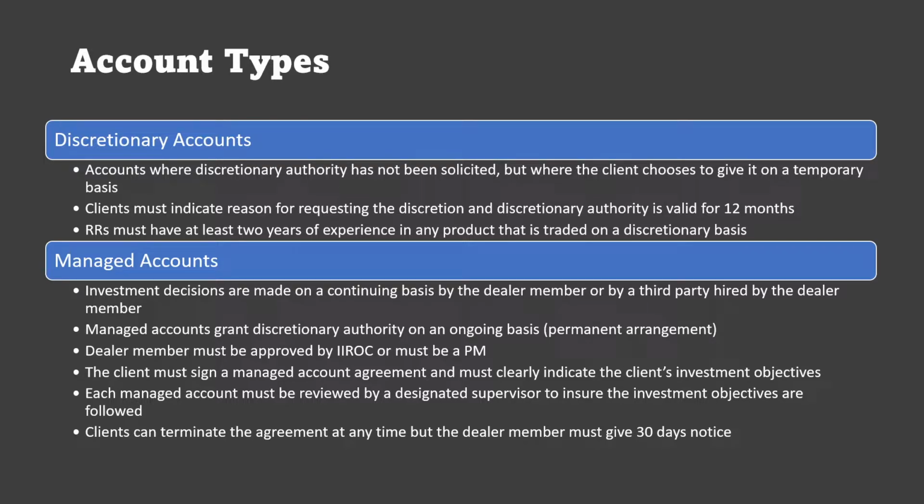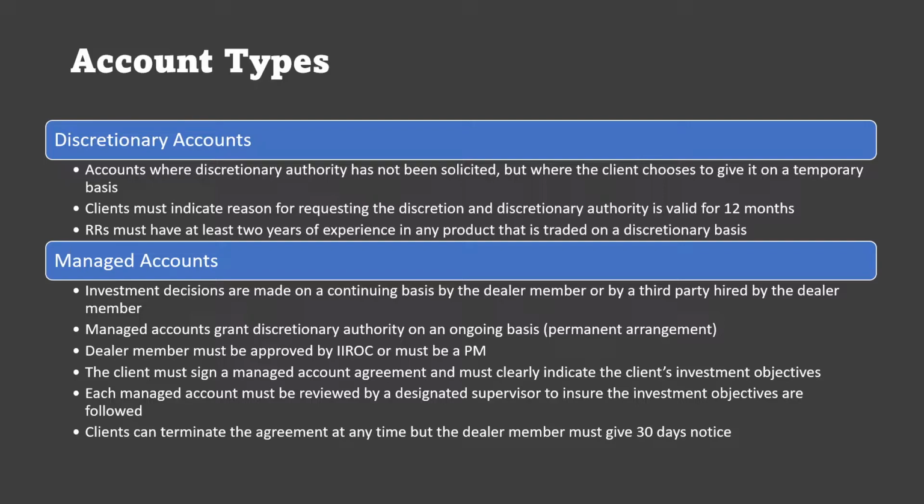Registered representatives must have at least 2 years of experience in any product that is traded on a discretionary basis. Now, with managed accounts, investment decisions are made on a continuing basis by the dealer member or by a third party hired by the dealer member. So managed accounts grant discretionary authority on an ongoing basis, so it is a permanent arrangement. That's the key difference for the managed accounts and the discretionary accounts.